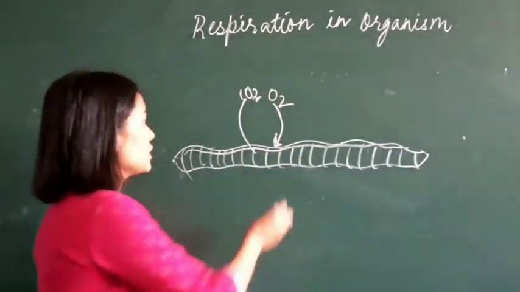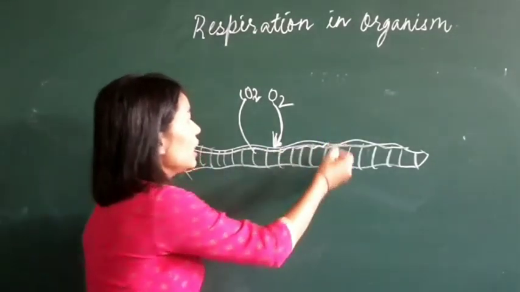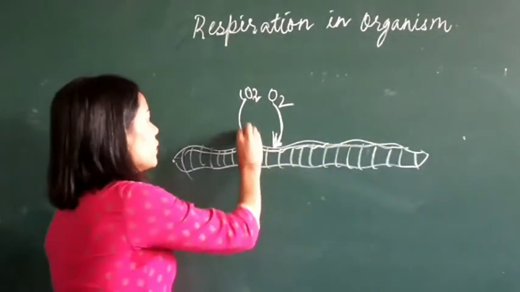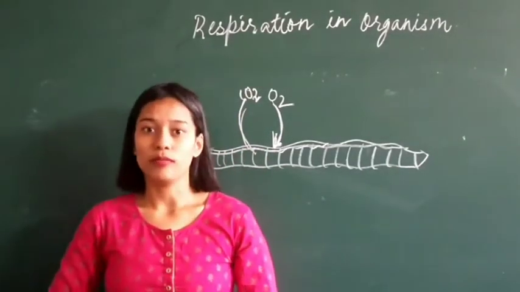The oxygen will diffuse in the skin, and the blood capillaries will receive the oxygen and give out carbon dioxide. So in this way respiration takes place in earthworm.